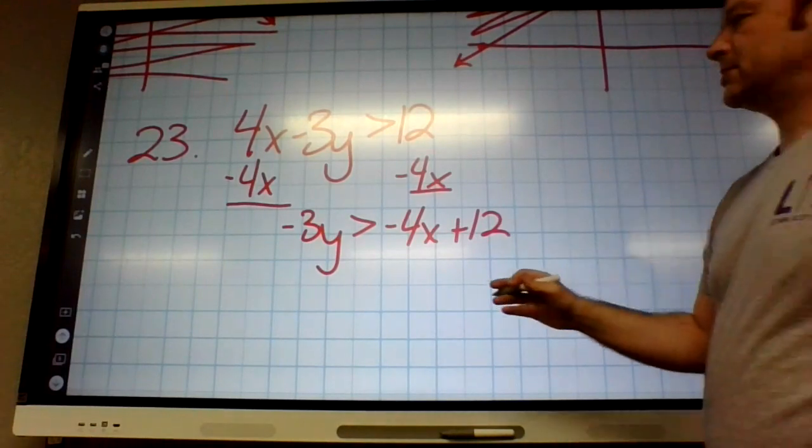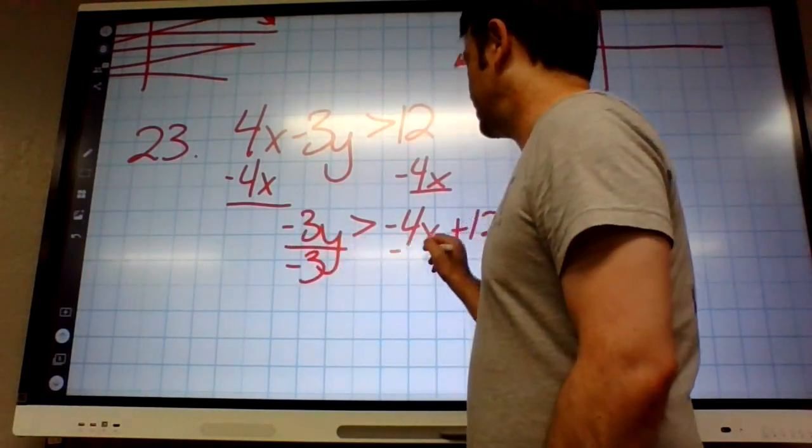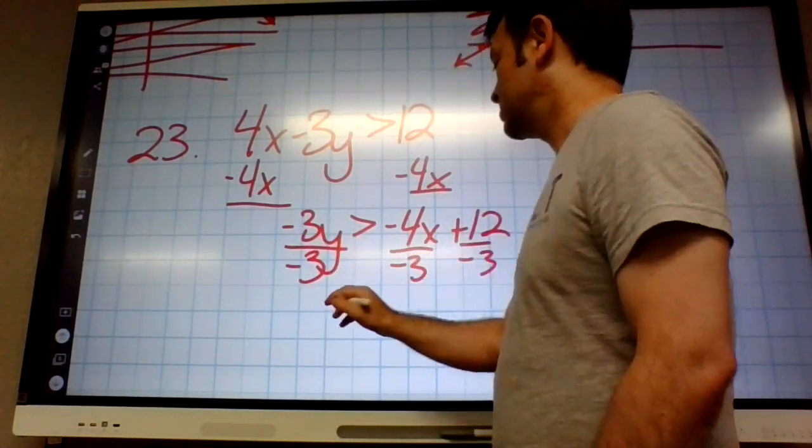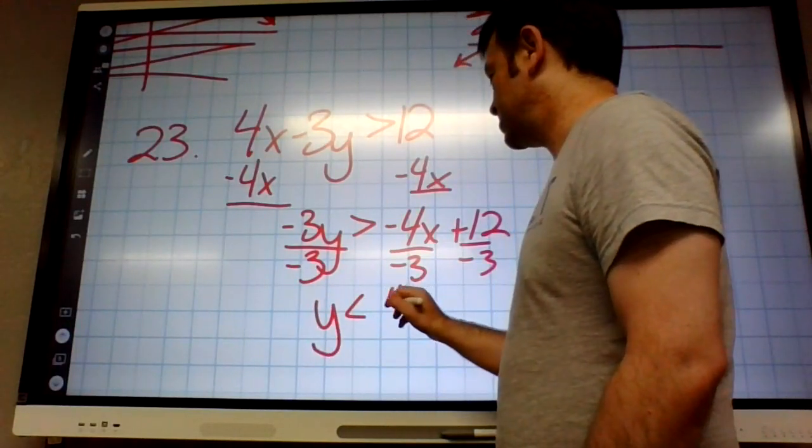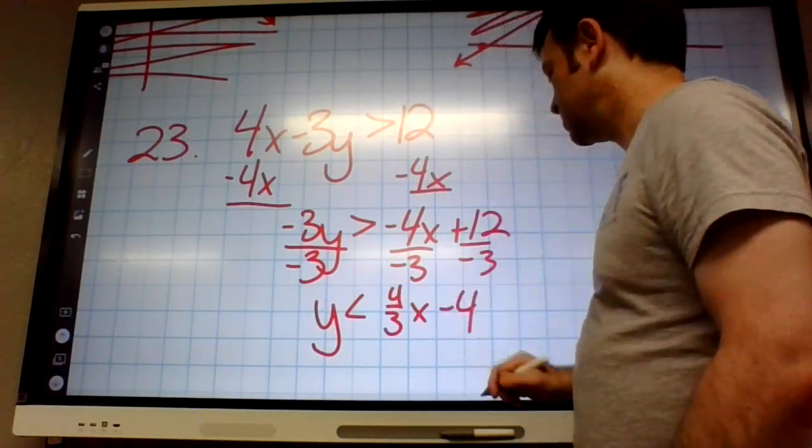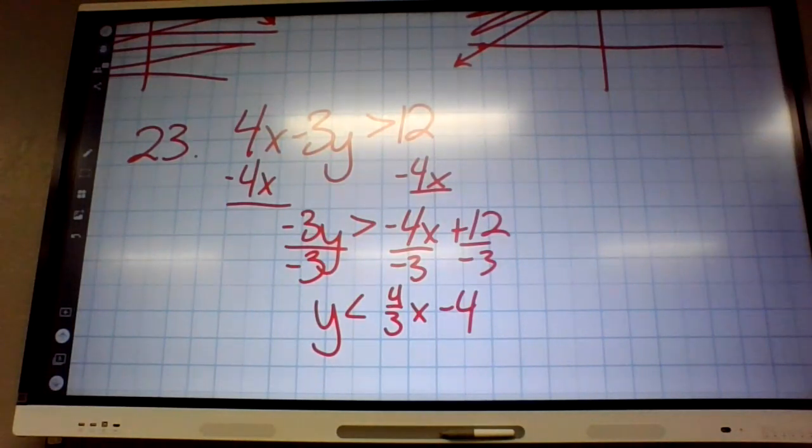Oh, this is one really. 5 by negative 3. Inequality switches. 12 divided by negative 3.